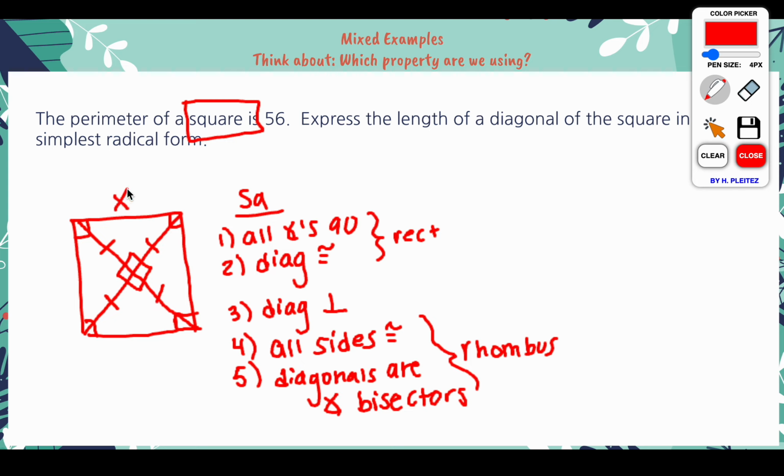And I'm going to go ahead and label all of my sides as being x as well. Now it tells us the perimeter is 56, and we know that the perimeter is all 4 sides added together, so that can actually help me find a side length. If we do 56 divided by those 4 sides, that's going to give us that a side length, or x in this case, is 14. So I'm going to go ahead and label that.